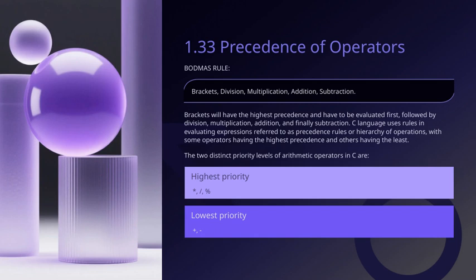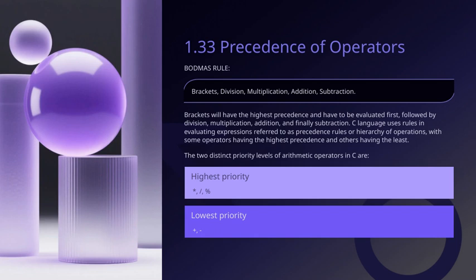Not all operators are equal in priority. Some have higher precedence than others. For example, multiplication, division, and modulus operators, which are asterisk, slash, and percent, have the highest priority. On the other hand, addition and subtraction, represented by plus and minus, have lower priority. Understanding these precedence levels helps us predict how complex expressions will be evaluated without confusion. It ensures that operations are performed in the correct order, which is essential for writing reliable and predictable code. Remember, the key takeaway here is that operators like asterisk, slash, and percent are evaluated before plus and minus.